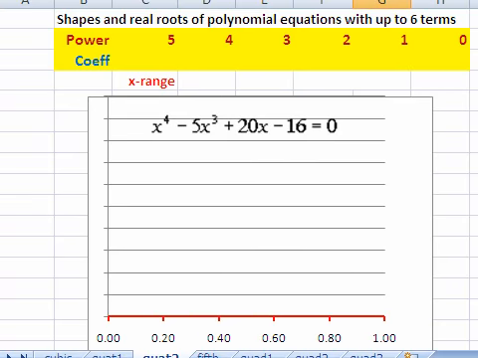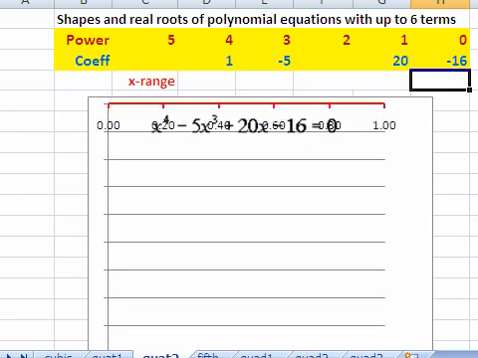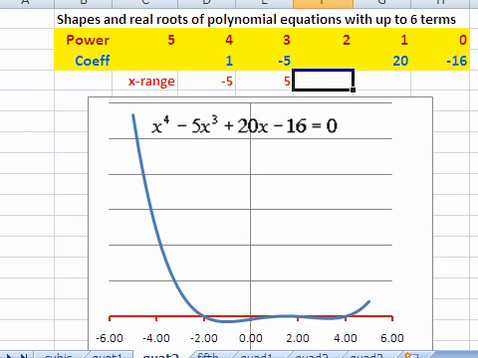Let's try another fourth order equation. Here the fourth order coefficient is 1. The third is -5. There is no second order term. The first order term is 20 and the 0th order is -16. Let's give it a range. -5 to 5, we have an interesting section here between -2 and +4. So let's look at that.